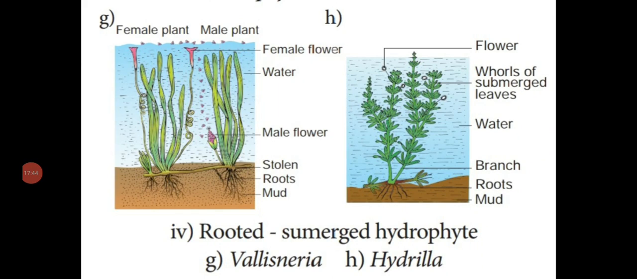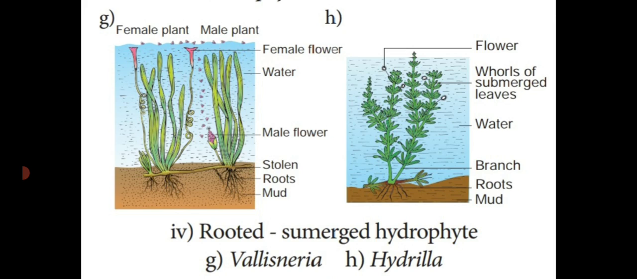Dear students, see the diagram, the rooted submerged hydrophytes. See that one. These plants are not in contact with the air but in contact with the water and soil. The stem type is known as weak stem, that means stolon type, subaerial modification, with adventitious roots attached to the mud or soil. They are producing 2 types of plant, male plant and female plant. Male plant produces male flower, female plant produces female flower. So the pollination takes place in water. That is said to be hydrophily.